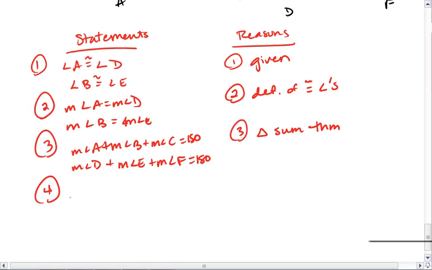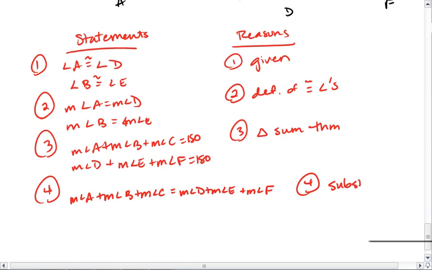I can then say that the measure of angle A plus the measure of angle B plus the measure of angle C equals the measure of angle D plus the measure of angle E plus the measure of angle F, since both those chains equal 180, and this is by substitution.